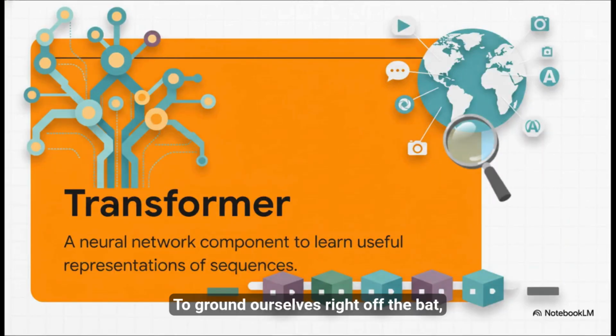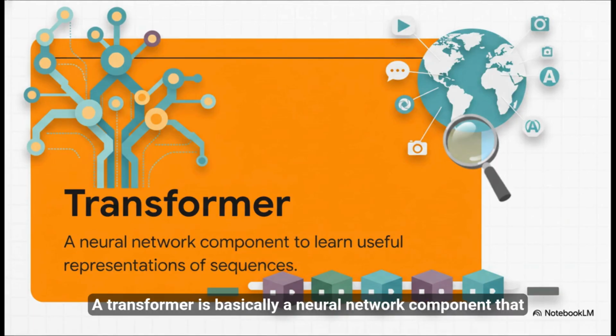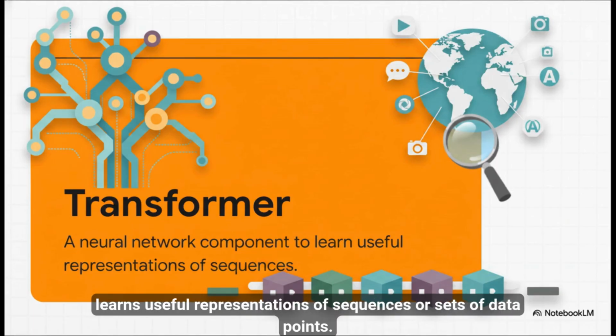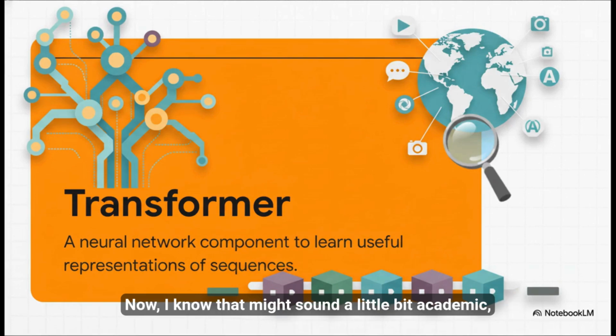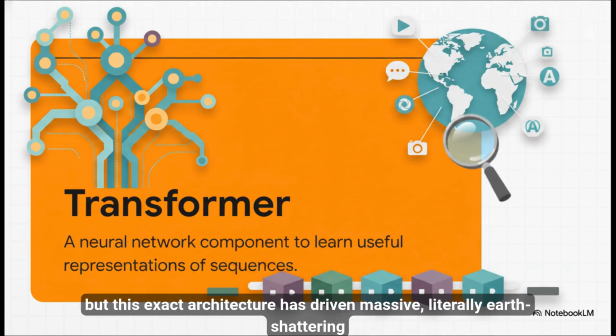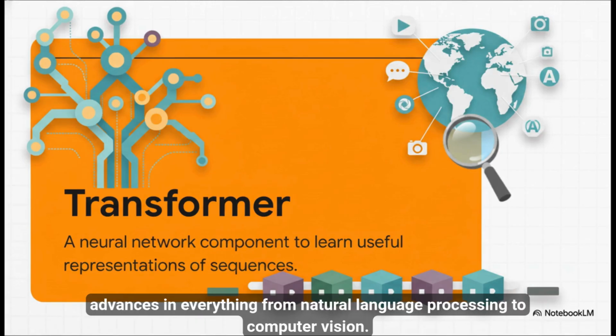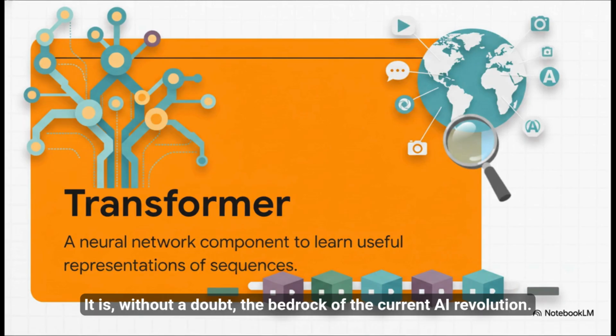To ground ourselves right off the bat, let's look at the formal definition. A transformer is basically a neural network component that learns useful representations of sequences or sets of data points. Now, I know that might sound a little bit academic, but this exact architecture has driven massive, literally earth-shattering advances in everything from natural language processing to computer vision. It is, without a doubt, the bedrock of the current AI revolution.